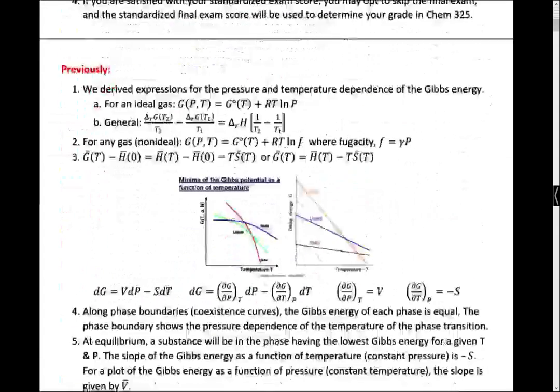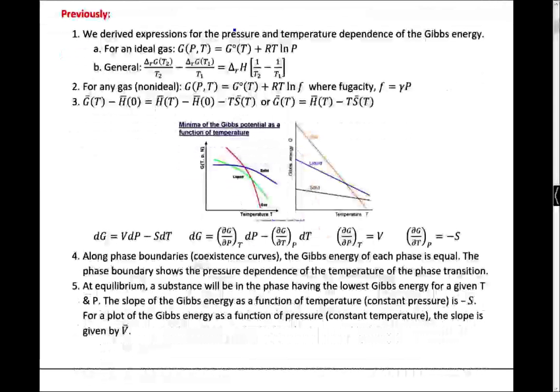All right, so things that we've done previously. We've talked about the temperature and the pressure dependence of the Gibbs energy. The first equation listed up there was basically derived for an ideal gas. The Gibbs energy at any pressure is going to be the Gibbs energy at 1 bar plus RT ln P. And then for the temperature dependence, if we know delta G at one temperature, we can calculate delta G at another temperature as long as we know what delta H of the reaction is.